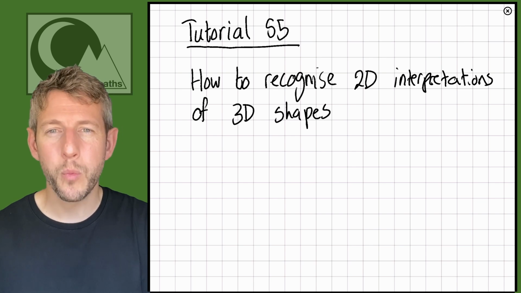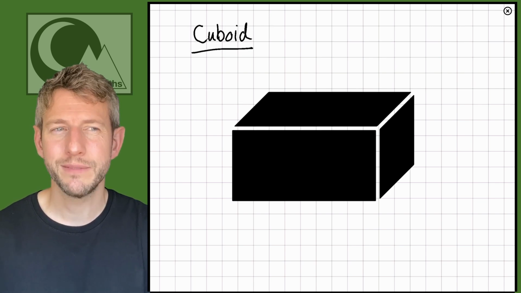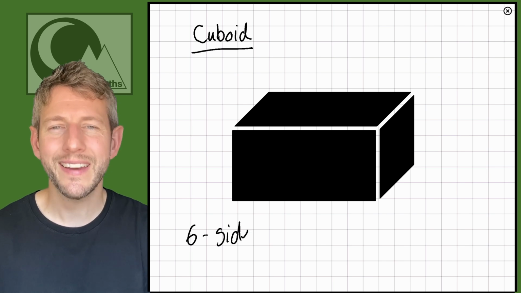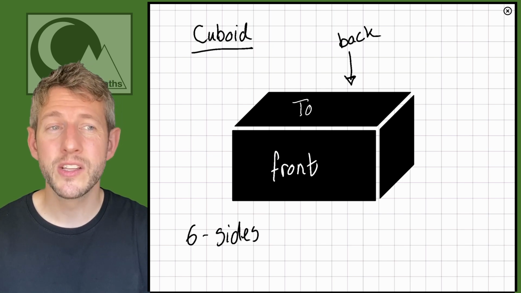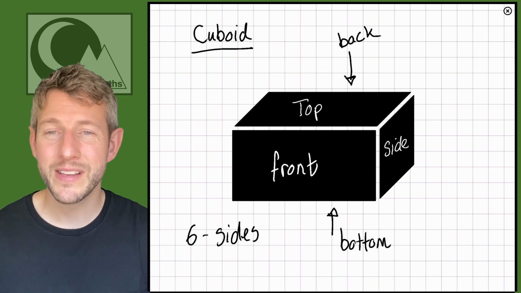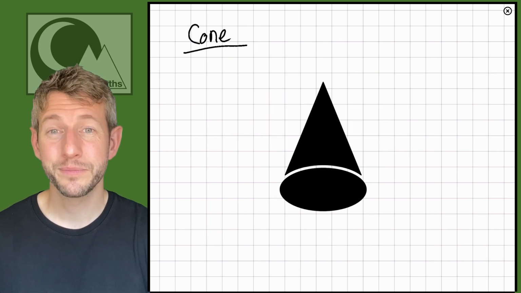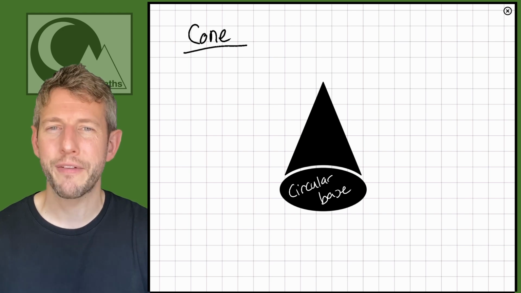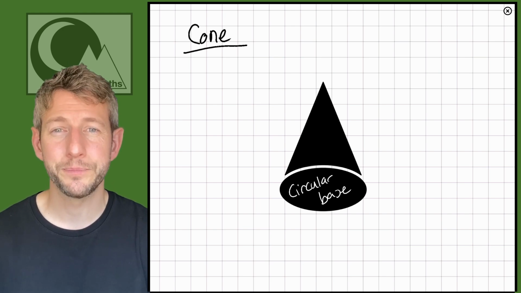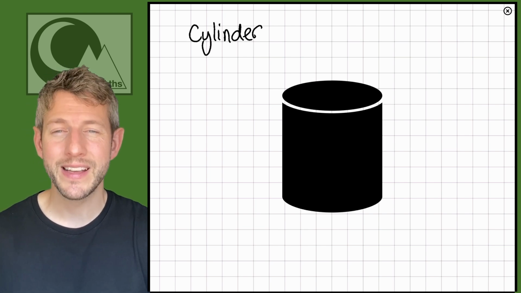We've got shape 1 here. This shape is a cuboid. Okay, although you can't see it, it's got 6 sides, and the sides are at the front and the back, and the top and the bottom, and the side and side. This next one, we've got a cone. Okay, so this has a circular base, and it's kind of like a traffic cone, if you can think of that. The next one we've got is a cylinder.